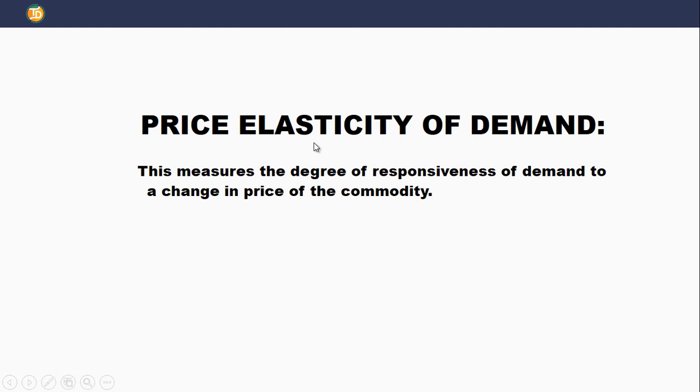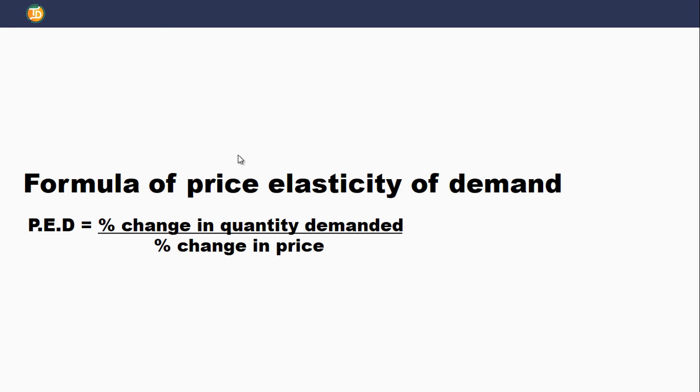Price elasticity of demand measures the degree of responsiveness of demand to a change in price of the commodity, which means how will quantity demanded of a commodity be influenced by changes in price of the commodity. How do we calculate price elasticity of demand? The formula for price elasticity of demand is on your screen. As you can see, price elasticity of demand is percentage change in quantity demanded divided by percentage change in price.